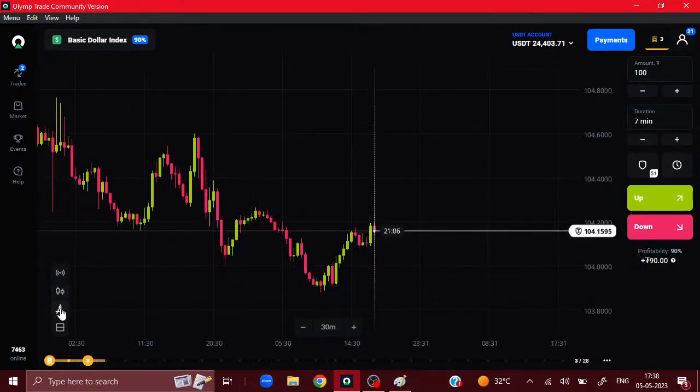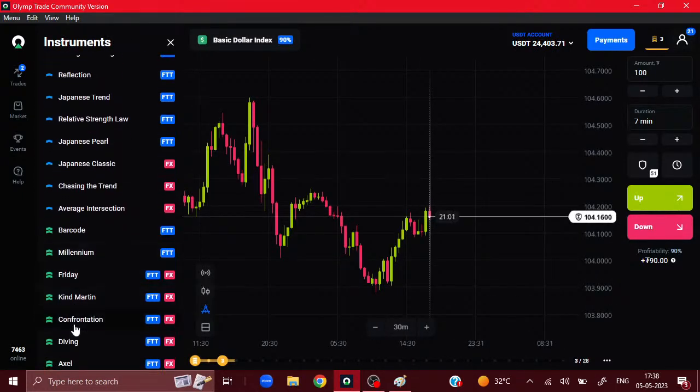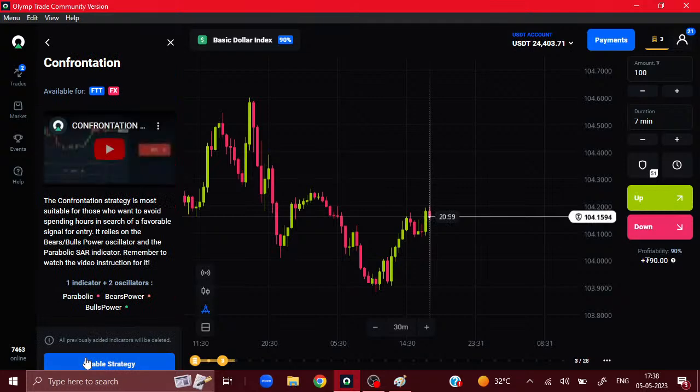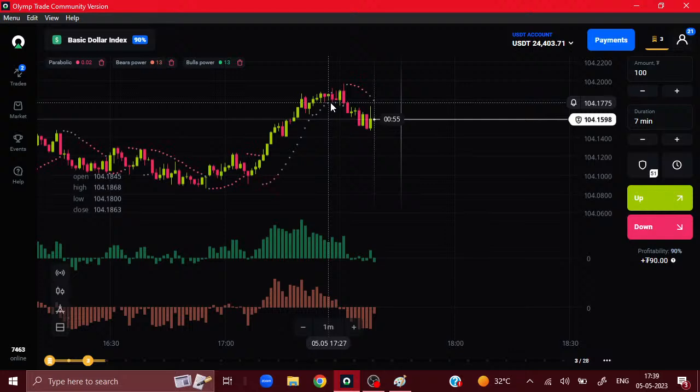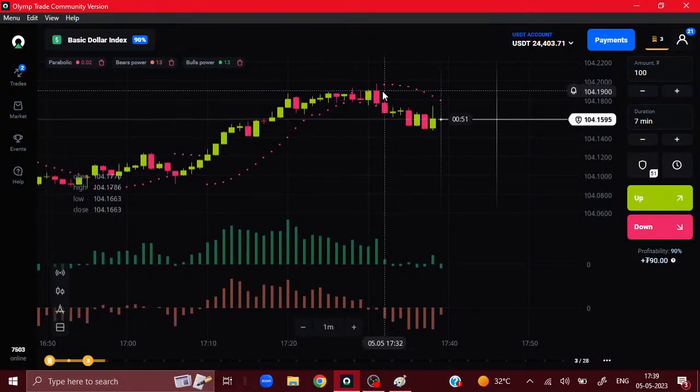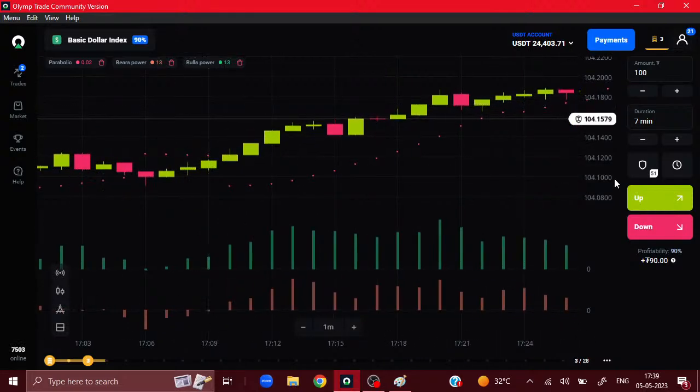I hope that the strategy is now almost clear. However, I will be explaining the strategy to you in complete detail. Let us enable the strategy. Now we can see that the bull's power and bear's power oscillator have been applied here, and the parabolic is also there. So this is a perfect signal for an upside trade.